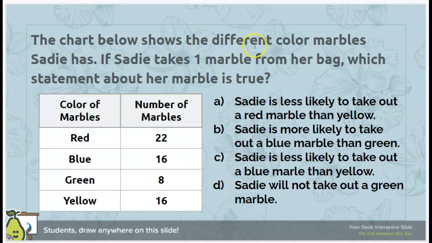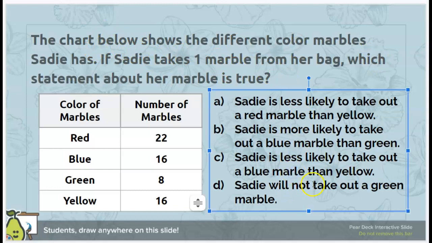So the chart below shows the different color marbles Sadie has. If Sadie takes one marble from her bag, which statement about her marble is true? Well, this should say marble right here, so I'm going to change that because that is a typo. But it's saying we're going to have one marble. Okay, so which statement about her marble is true?